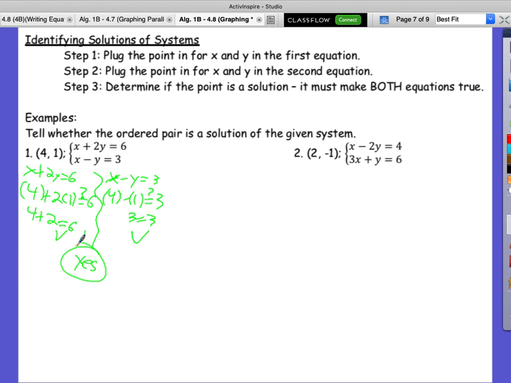2 minus 2 is 0. What comes first? Parentheses. So what's the multiplication? It's negative 2 times negative 1. It would be 2. Careful, you said it was negative 2 times negative 1, so it's actually a positive number. Because it would be 2 plus 2. So that works. Let's try the second one then.